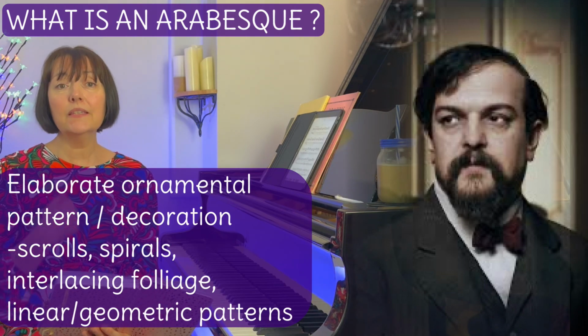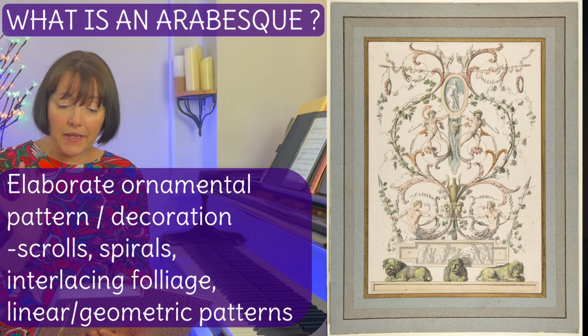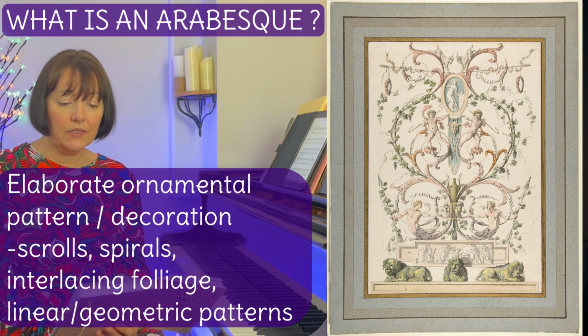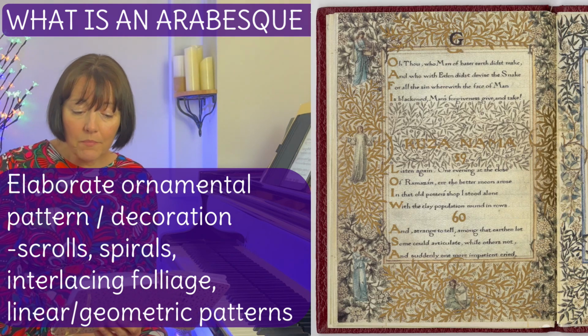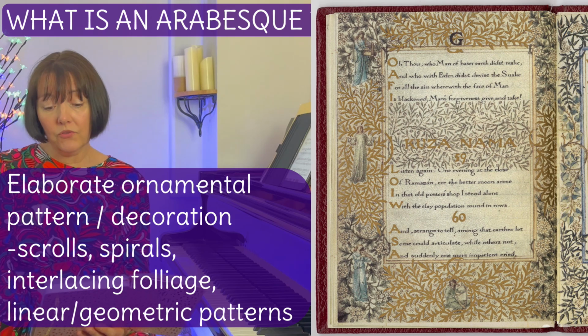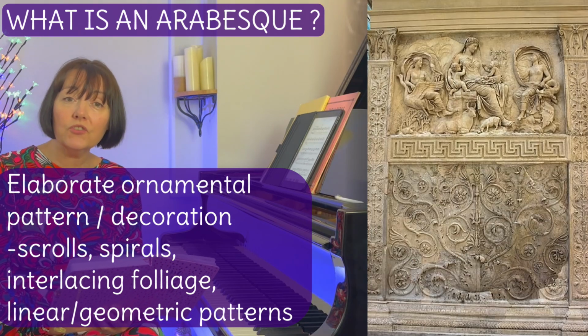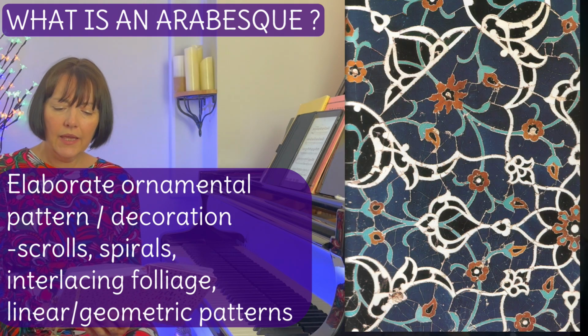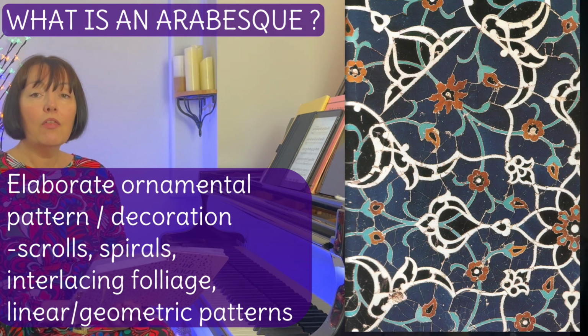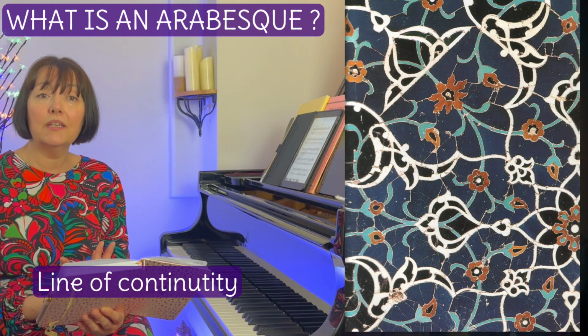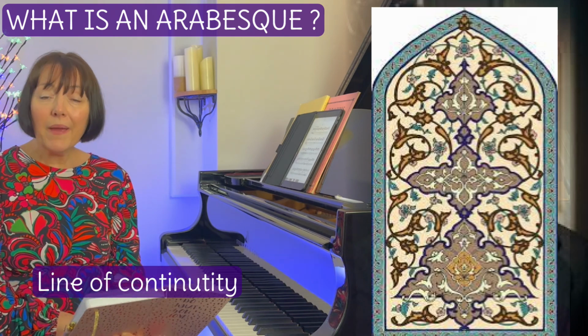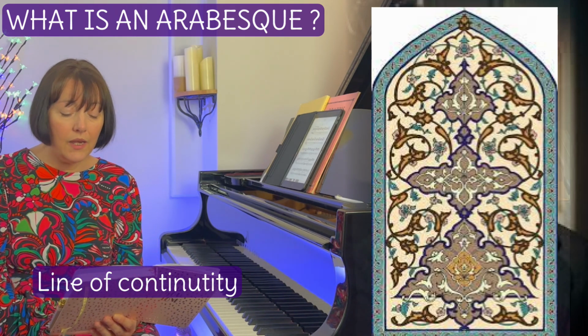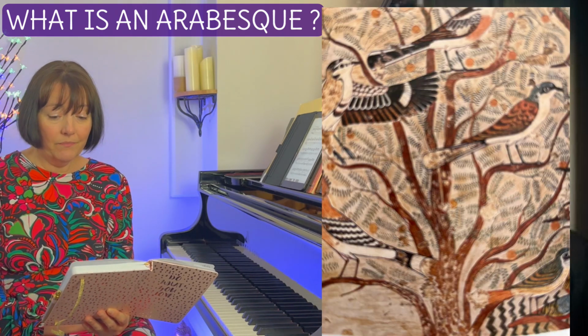So, an arabesque in the world of art is an elaborate or ornamental pattern or decoration. It can be made of scrolls, spirals, interlacing foliage, tendrils, curving lines, and linear geometric patterns. It is also known as the line of continuity. Arabesques appeared in art as early as in ancient Greece.